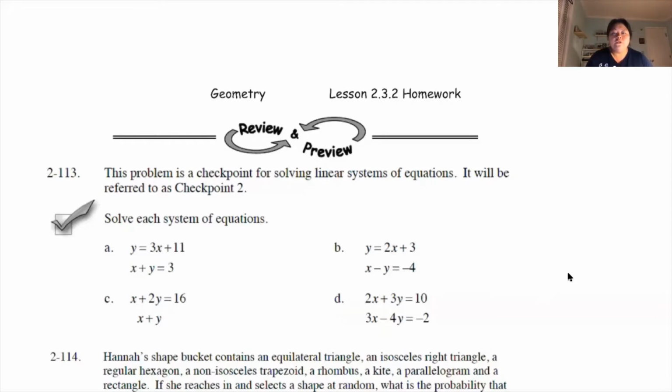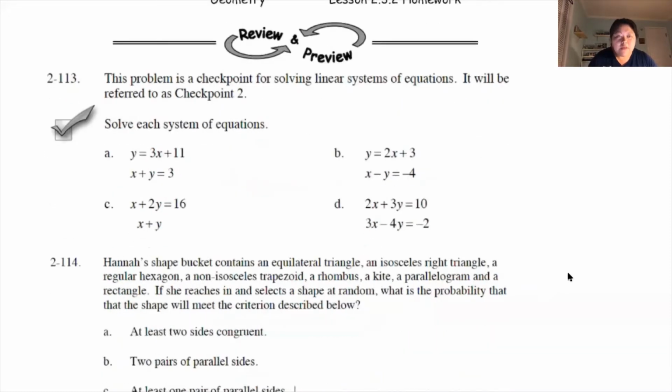Okay, we are going to go over the homework for lesson 2.3.2, and let's start with the first problem. This problem is a checkpoint for solving linear systems of equations. It will be referred to as checkpoint 2, so sometimes your textbook will talk about this. It says solve each system of equations, so whichever method you have, you can use to solve the problem.